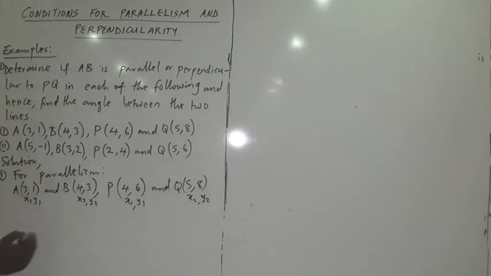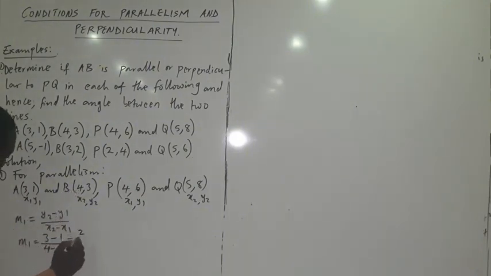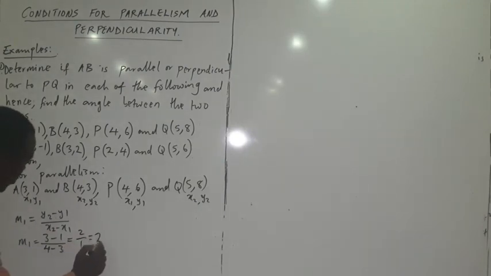So let's look for the first gradient, that is m1 from line AB. m1 equals y2 minus y1 all over x2 minus x1. So m1 equals y2 is 3, so 3 minus 1, which is y1, then x2, that is 4 minus 3, which equals 2 over 1. And 2 over 1 is 2.